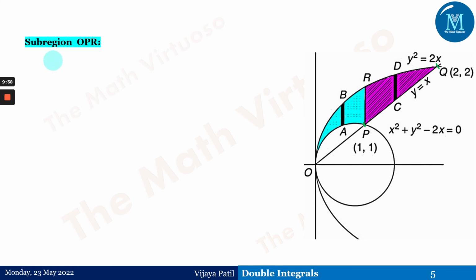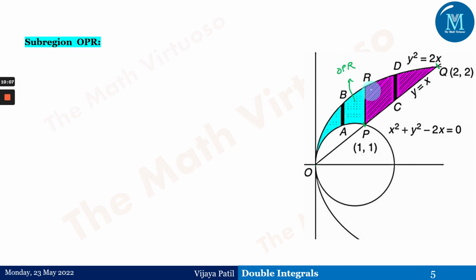Now the region. If you observe here, we can have a strip parallel to the x-axis or a strip parallel to the y-axis. But if we take the strip parallel to the y-axis, the limits will be easy for us because it's a parabola. So we are keeping the strip parallel to the y-axis. Then we have the region OPR. The region bounded in the blue color is the region OPR.